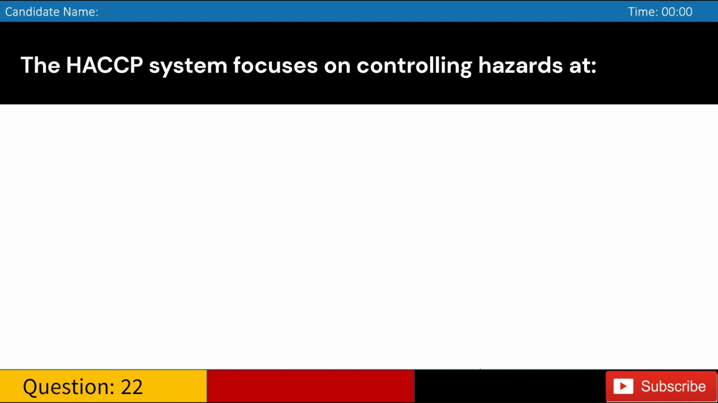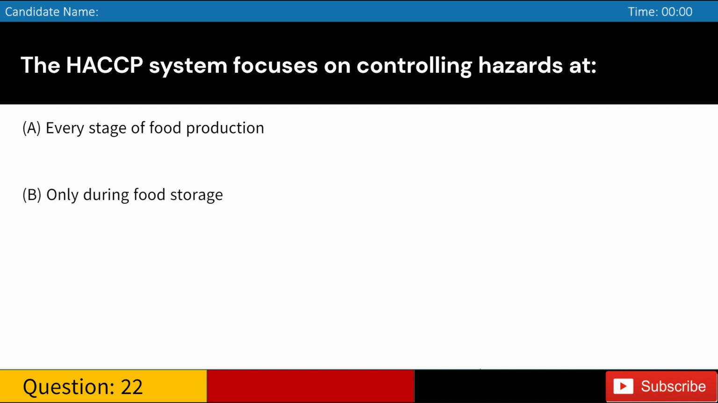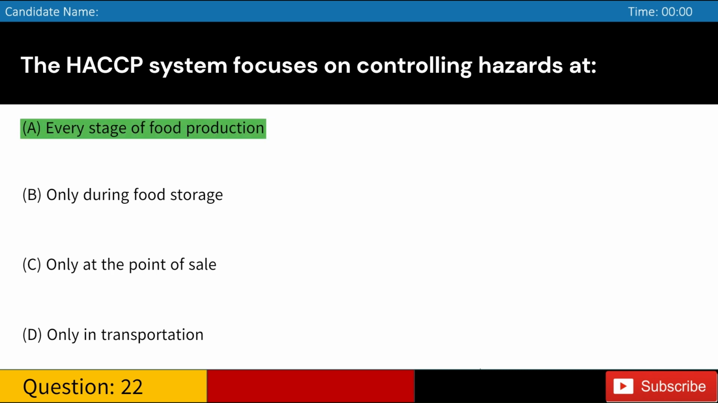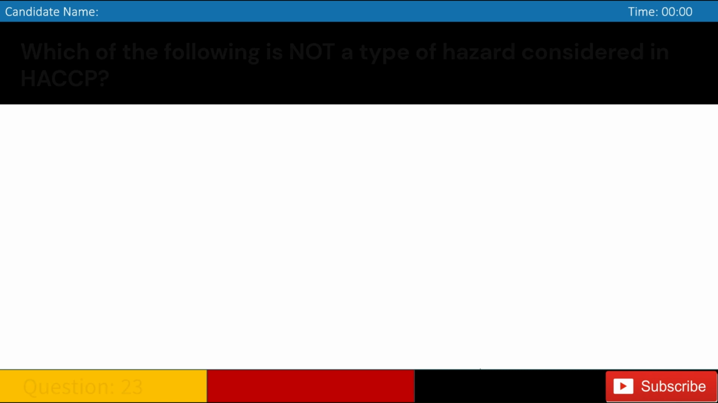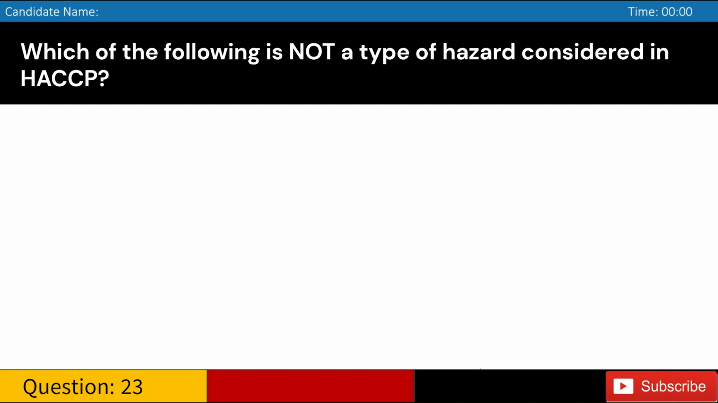The HACCP system focuses on controlling hazards at A. Every stage of food production. B. Only during food storage. C. Only at the point of sale. D. Only in transportation. Answer A. Every stage of food production. Which of the following is not a type of hazard considered in HACCP? A. Chemical. B. Biological. C. Physical. D. Mechanical. Answer D. Mechanical.